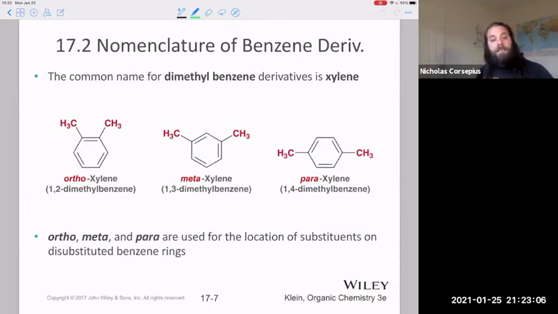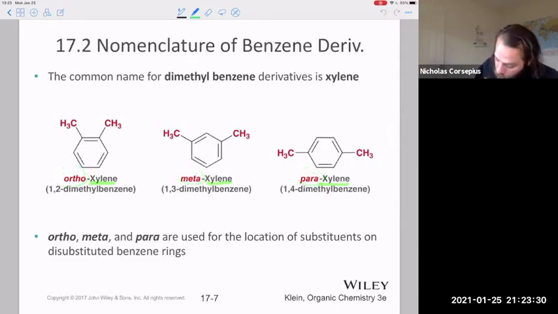Okay, now let's talk about ortho-meta-para, which is a way to describe the location of different substituents on di-substituted benzenes. So in this case, we're going to take these dimethyl benzenes. We already said that they have this special name, xylene, right? Notice that these are all xylenes because they're all dimethyl benzenes, but then they have this ortho-meta-para. That is a designation that lets you know how far apart those substituents are.